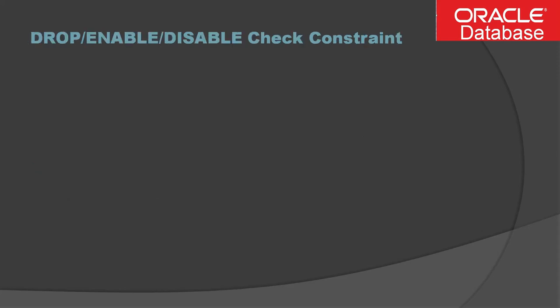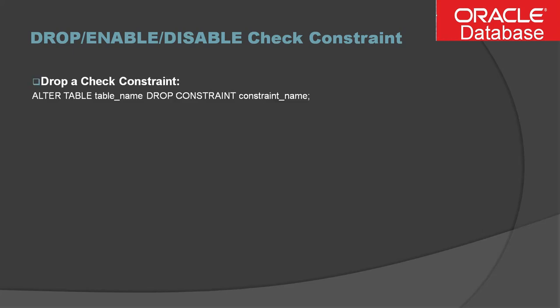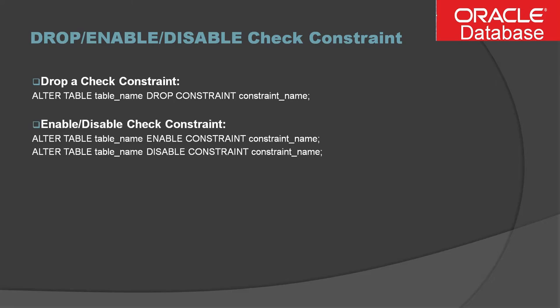Now, to drop, enable, or disable a check constraint. If you want to drop an existing check constraint, then you have an alter command: alter table, then table name, then drop constraint, then constraint name. Similarly, if you want to enable or disable an existing check constraint, then you have the command alter table, table name, then you can specify either enable or disable constraint, then constraint name.